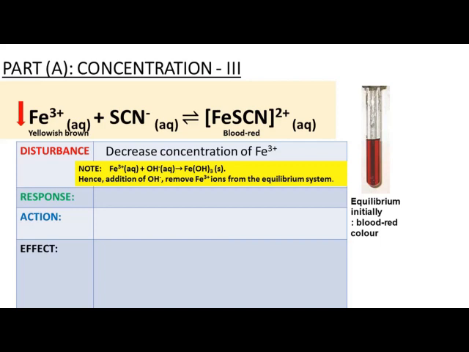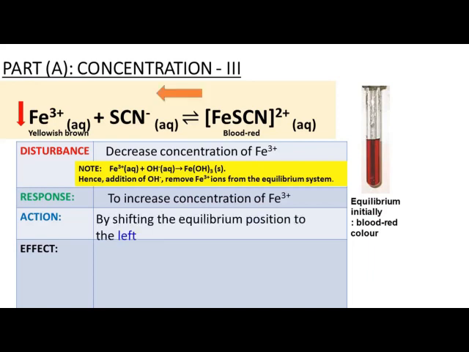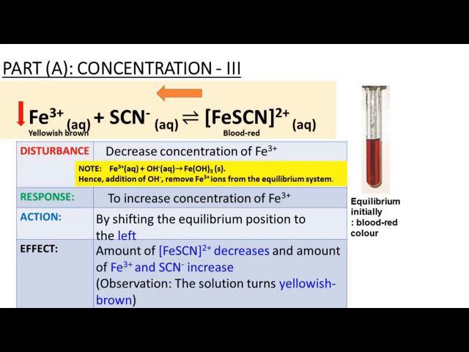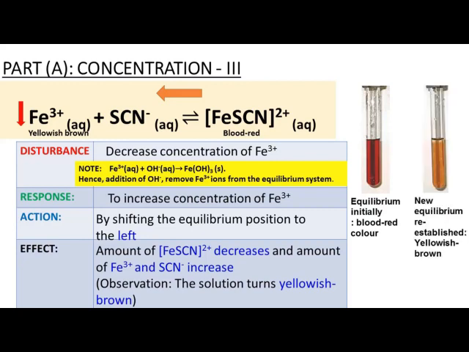Hence, the system will respond to increase the concentration of iron(III) ion by shifting the equilibrium position to the left. This will result in a lower amount of thiocyanoiron(III) complex ion and a higher amount of iron(III) ion and thiocyanate ion in the new equilibrium. As thiocyanoiron(III) complex ion is lower and iron(III) ion is higher in the new equilibrium, the solution will therefore turn yellowish-brown.